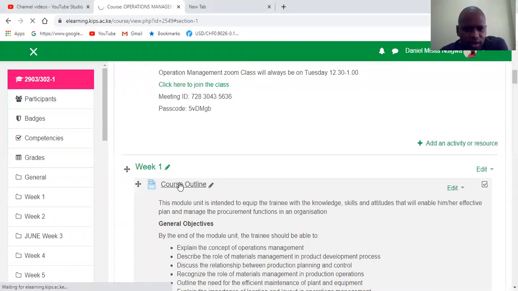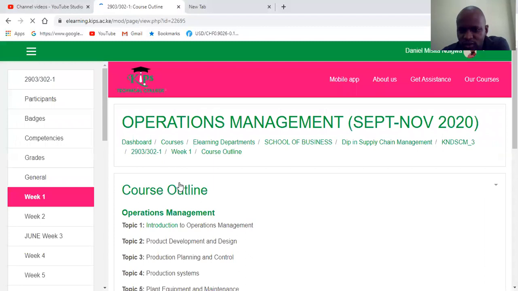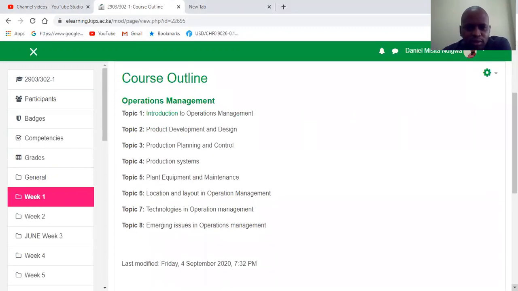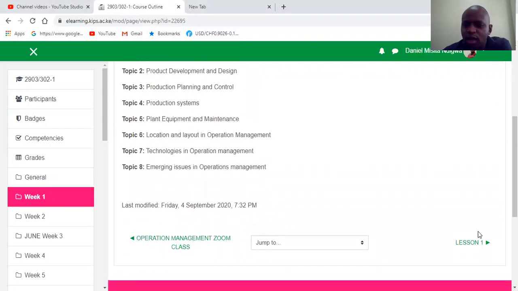And the course outline, basically, at the end of this unit, you will be required to have understood Introduction to Operations Management, Product Development and Design, Operation Planning and Control, Production Systems, Plant Equipment and Maintenance, Location and Layout of Operations Management, Technologies in Operations Management, and lastly, the emerging issues in Operations Management.